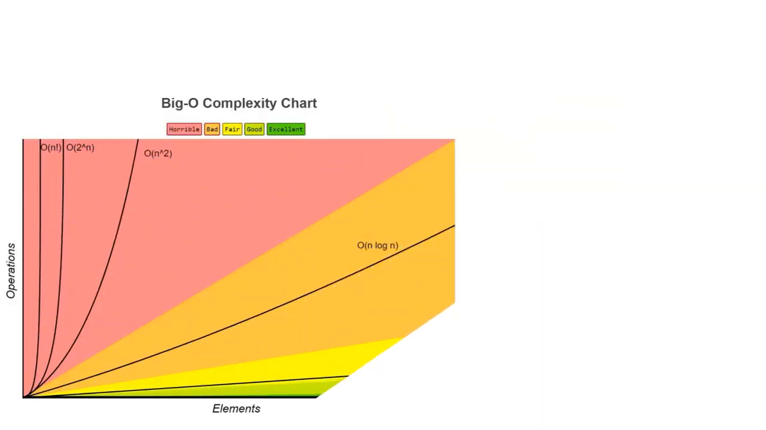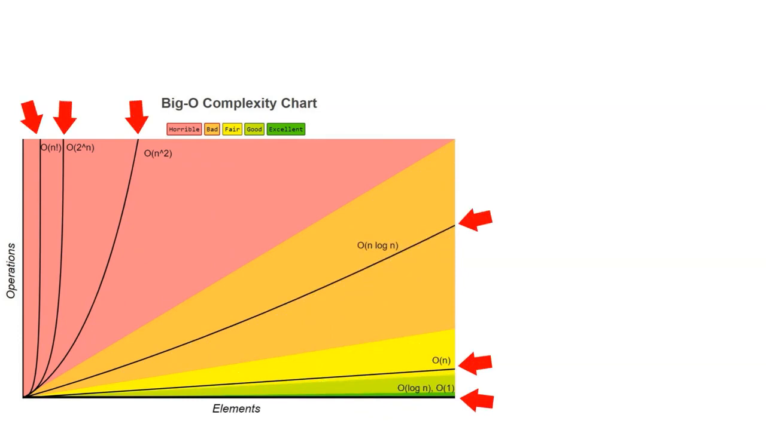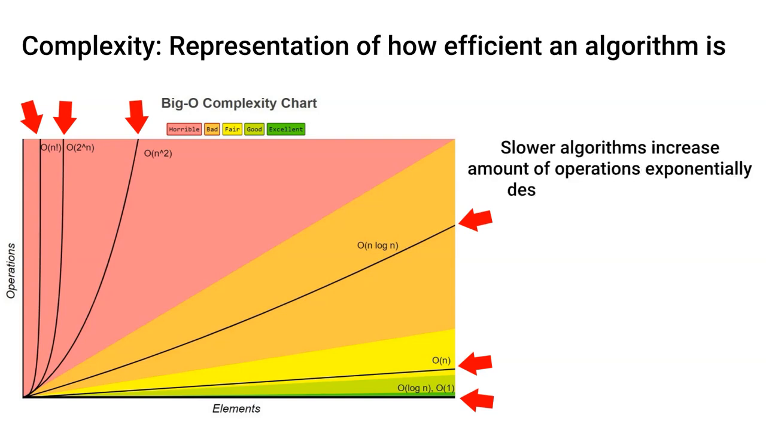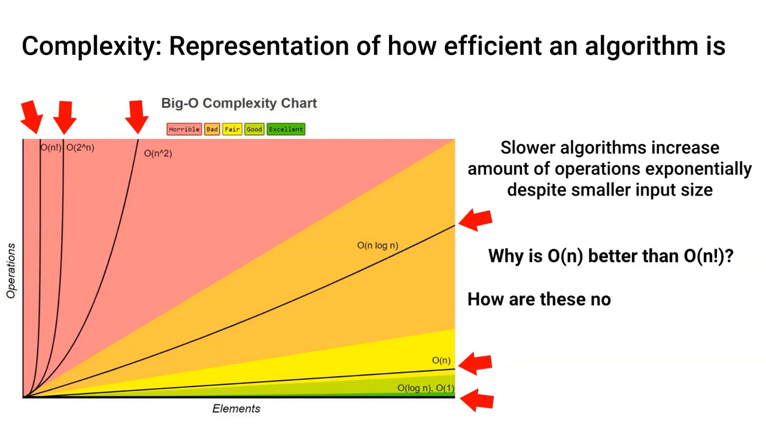Big O also has a complexity chart, and it's not as complex as it sounds. This is how it looks. Each drawn line or curve represents one of the big O complexities, and these complexities in their turn represent how efficient an algorithm is, using that notation. Slower algorithms increase their number of operations far quicker for the number of inputs it receives. But what is the difference between each one of those complexities, such as O of n and O of n factorial, and how are they calculated?